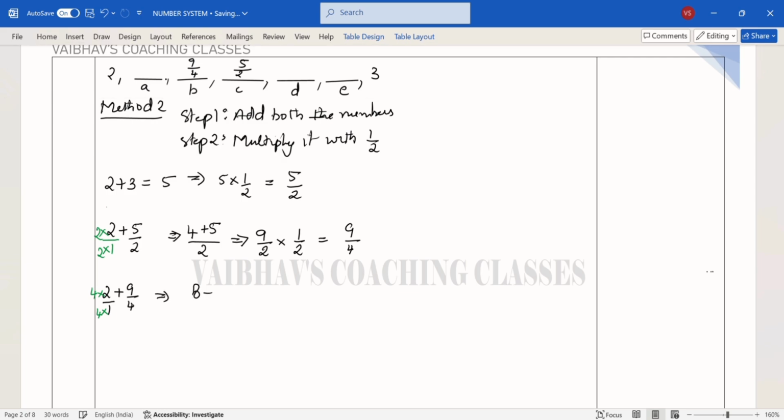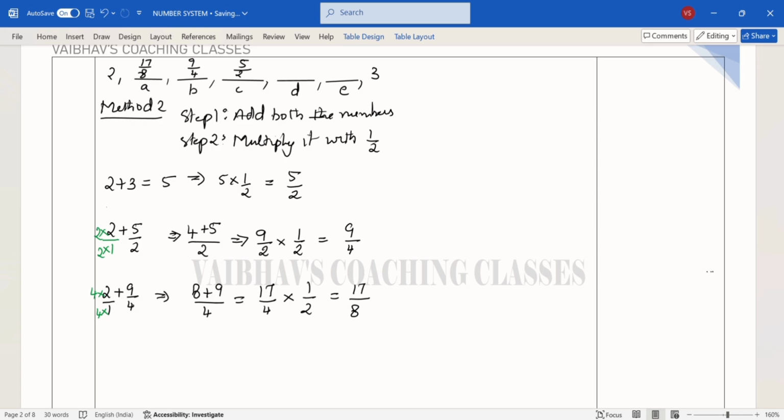So what does this become? 8 plus 9 divided by 4. So what is 8 plus 9? That is 17 divided by 4. Your first step is done. Now the second step is we need to multiply this number with 1 by 2. So what does this become? 17 into 1 is 17, divided by 4 twos is 8. So we got the number as 17 upon 8. So I'll just write down over here 17 upon 8. In this way we found 3 numbers between 2 and 3.